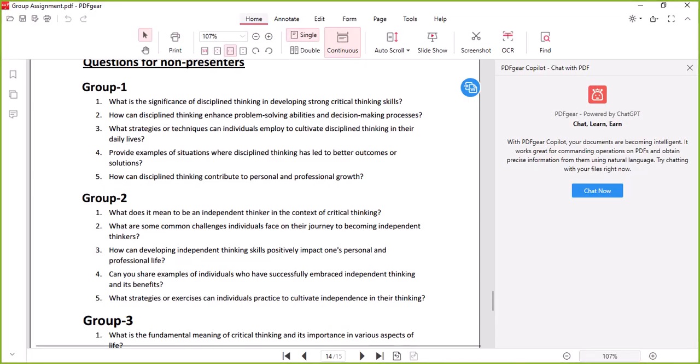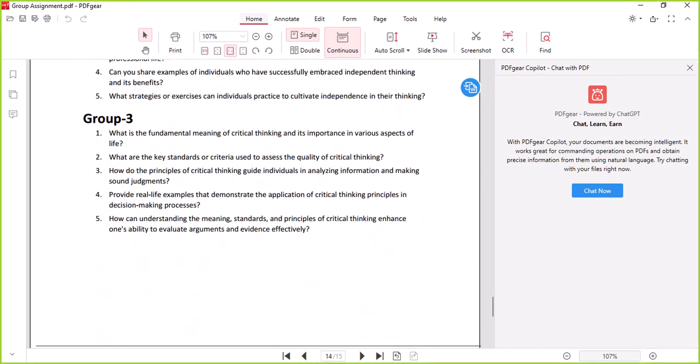Time is not as such. We will proceed to group members.